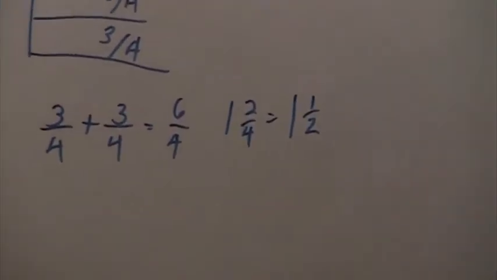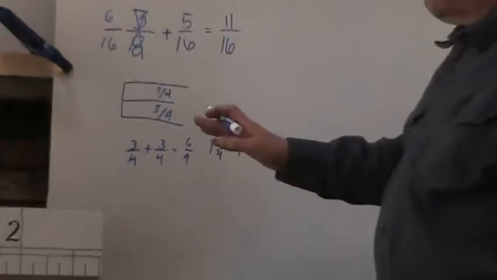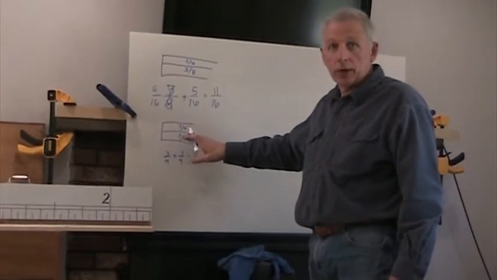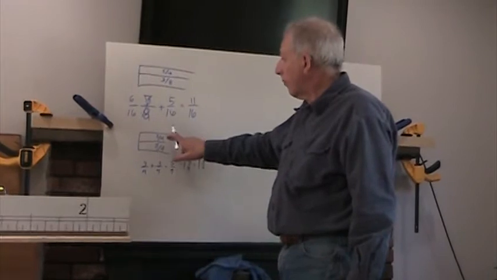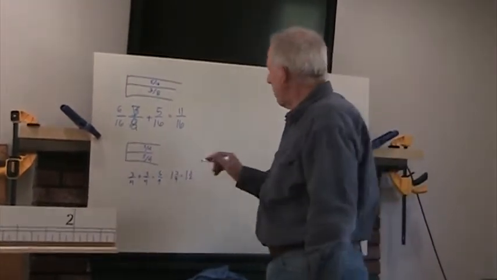The other thing I can do is, I'm basically doing a multiplication problem here, if I want to look at it that way. This is 3/4 times 2, right? So how do you multiply fractions?